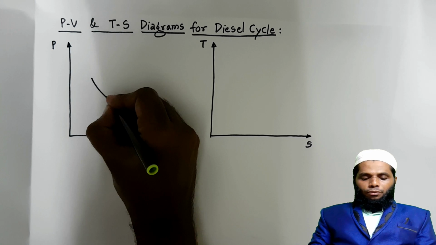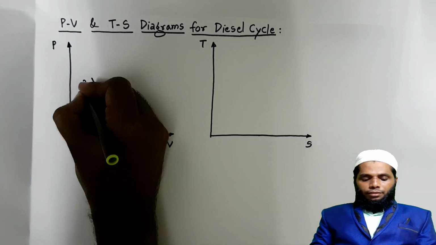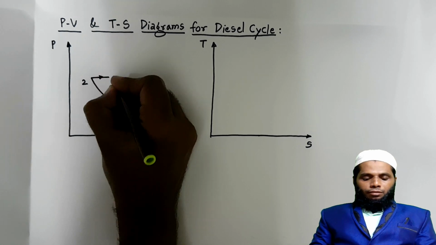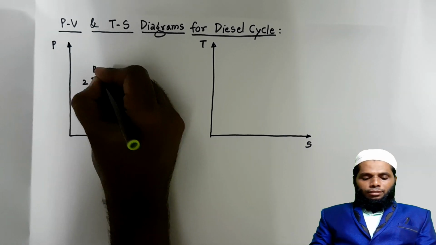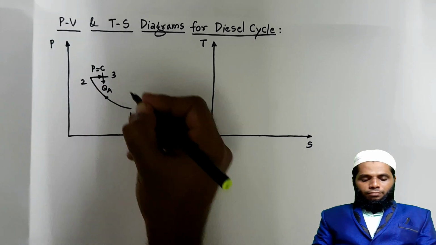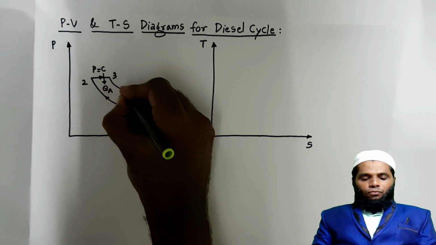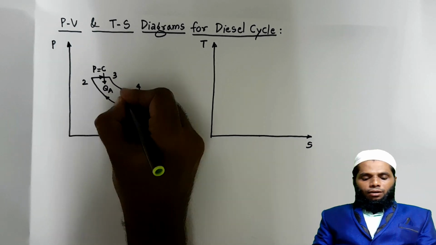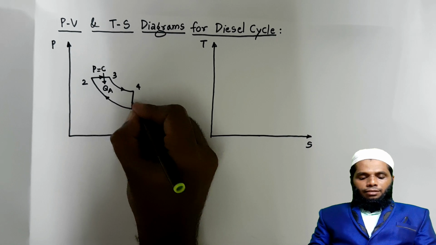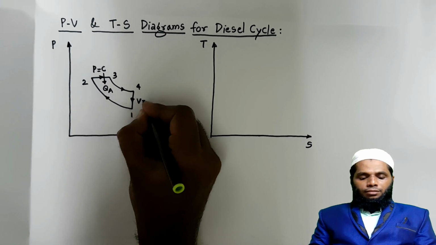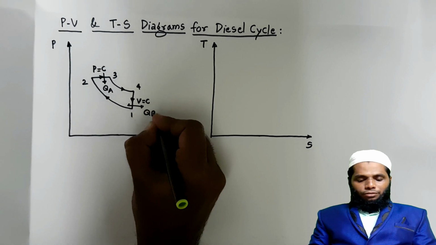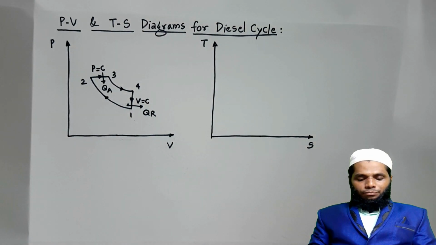So process 1 to 2 is adiabatic or isentropic compression. Then 2 to 3 process is constant pressure heat addition process. Then 3 to 4 is adiabatic or isentropic expansion. And last 4 to 1, that is constant volume heat rejection process, QR.